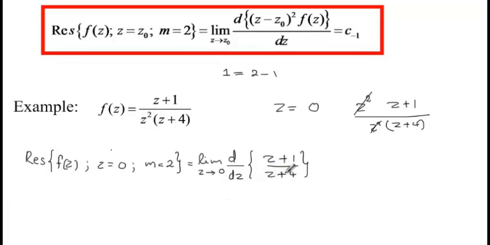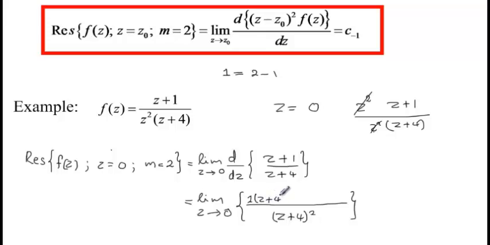So here first we need to differentiate the expression in brackets before we can compute the limit. So we write the limit as z goes to 0 of, differentiating and applying the quotient rule here, we're going to have z plus 4 whole squared in the denominator, and the numerator will be 1, the derivative of the numerator, multiplied by the denominator z plus 4, minus the derivative of z plus 4, which is 1, multiplied by the numerator z plus 1.